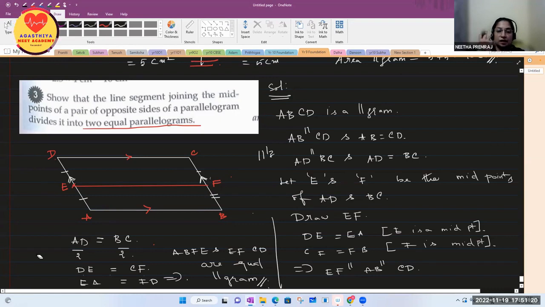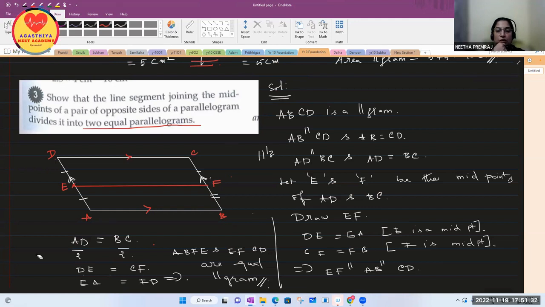See, guys, in this kind of sums, there are no calculations. Only the steps matter. You have to write the steps. Once copied, let me know.